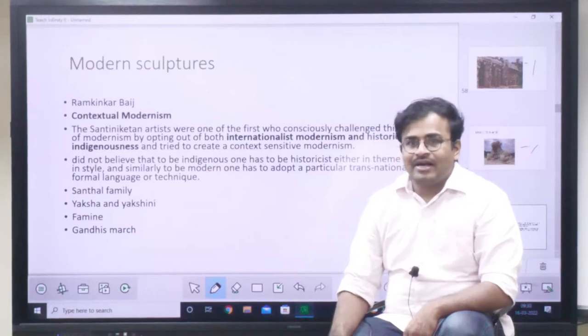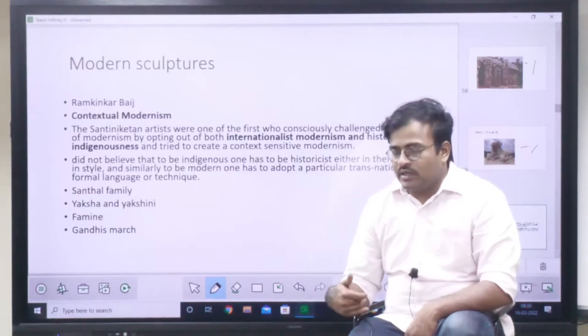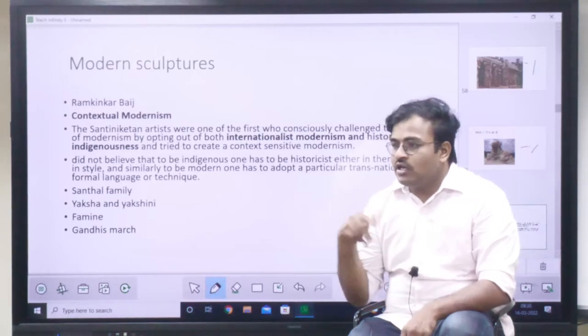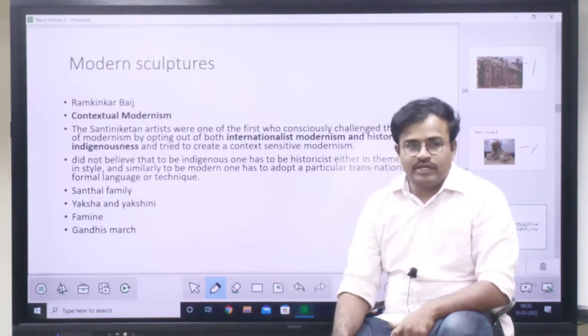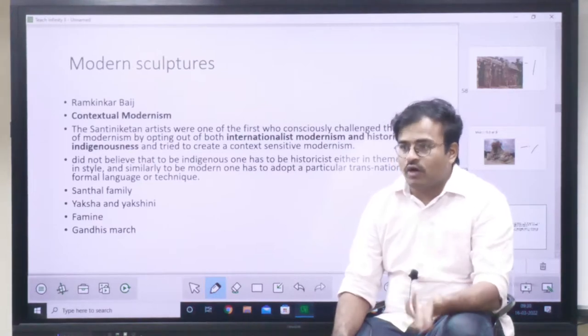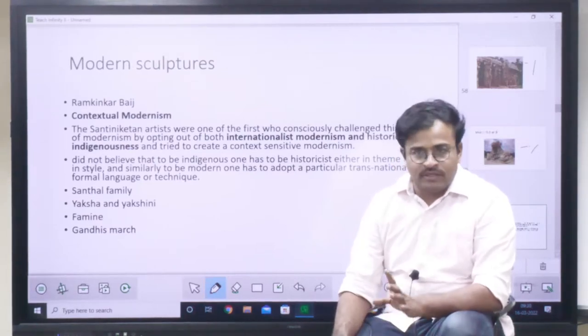Ramkinkar Baij. And in this sculpture that he has done, the structure is Western, whereas the theme is Indian. Yakshas and Yakshis are Indian gods. So the theme is Indian, whereas the sculptural format is Western. That is one famous image of this person.